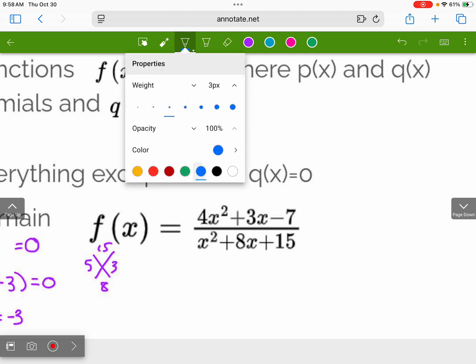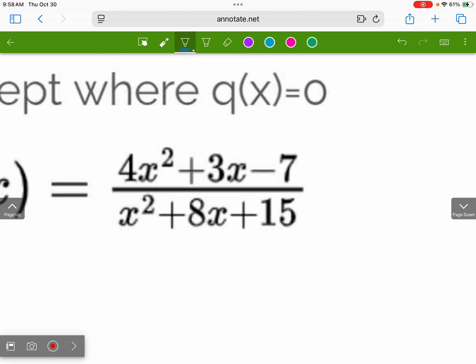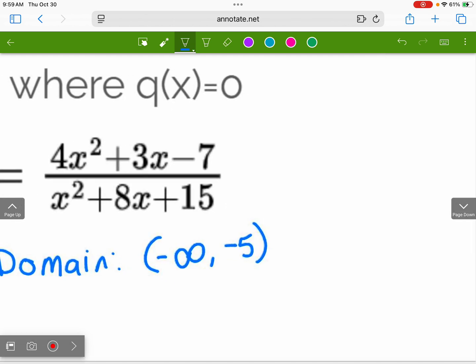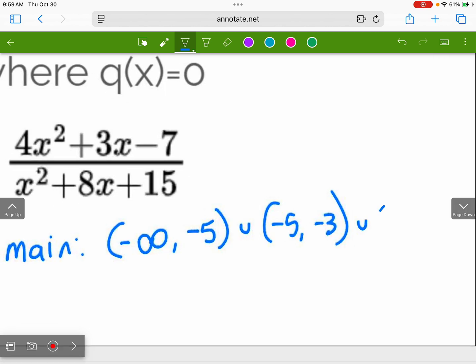So our domain will be from -infinity to -5 and from -5 to -3 and from -3 to infinity. We just have to kick out the -5 and the -3. So we just put them in with our parentheses and jump over them.